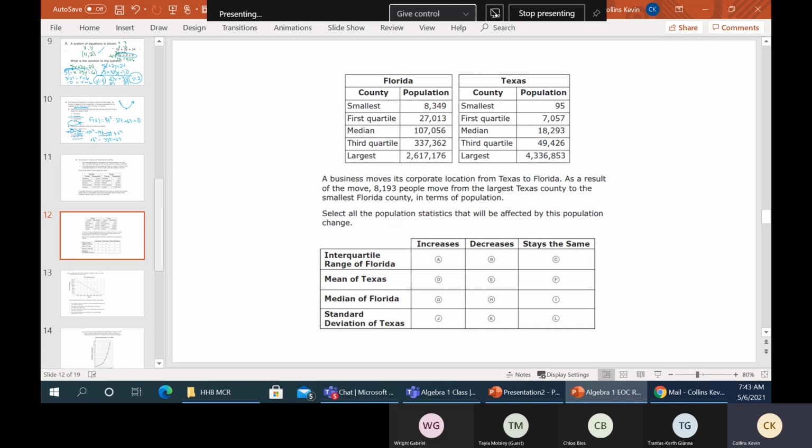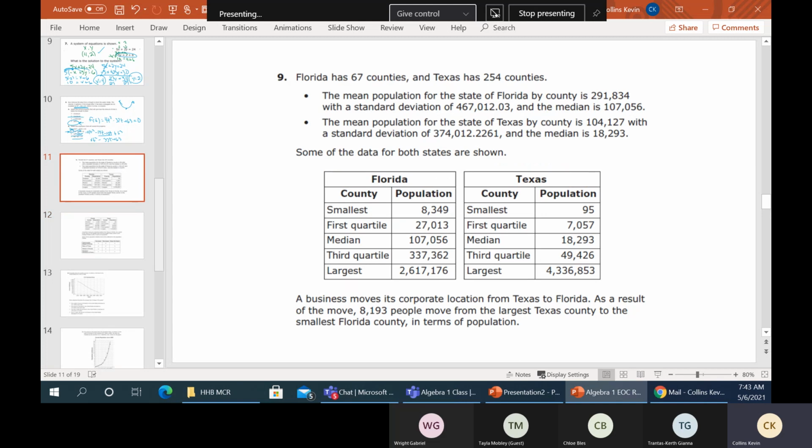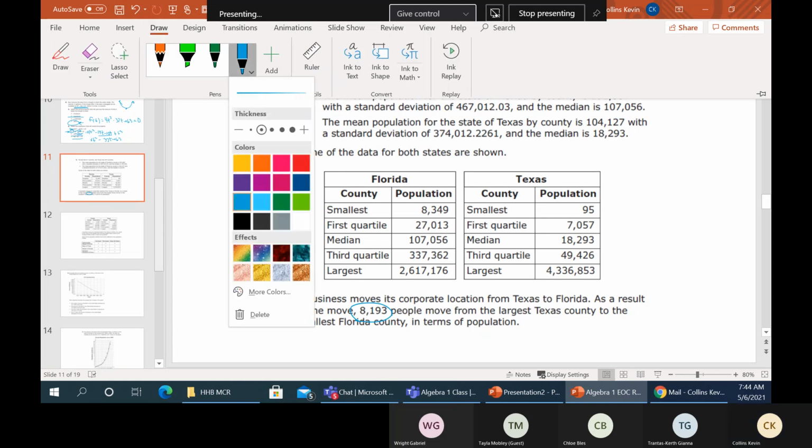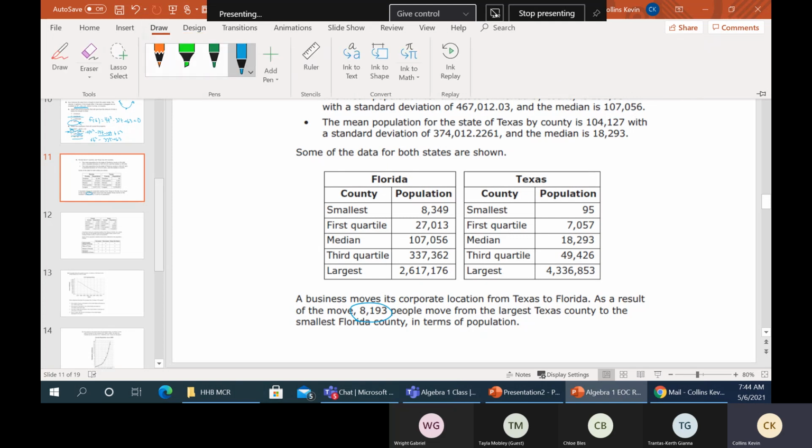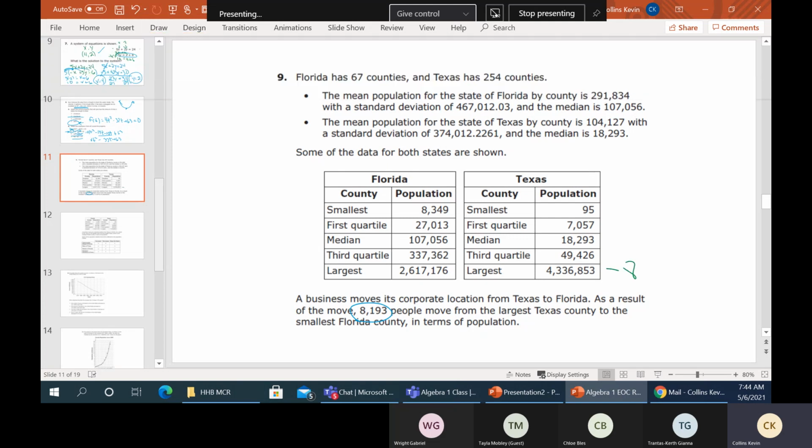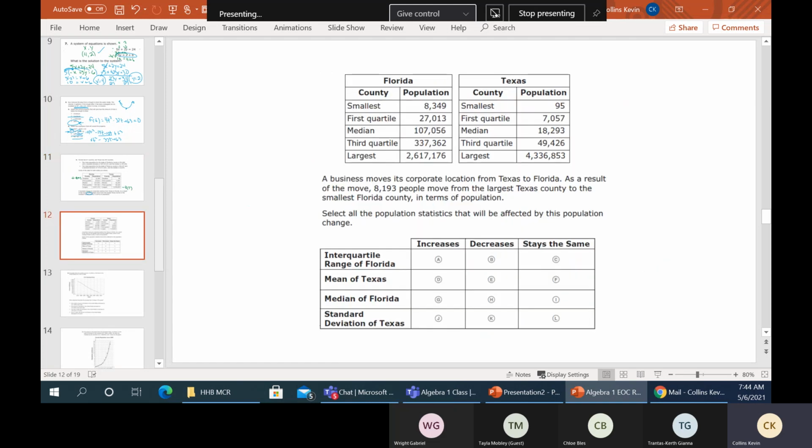Okay, so what we said here was, how many people was it? Let me get that figure real quick. So right here, 8,193. So that means that 8,193 are going to leave this county. So minus 8,193 here, and up here, we're going to add those guys. So it's pretty much going to double the population of that county. Okay, so same thing here. Let's do that again. So minus 8,193, and then add 8,193 here.